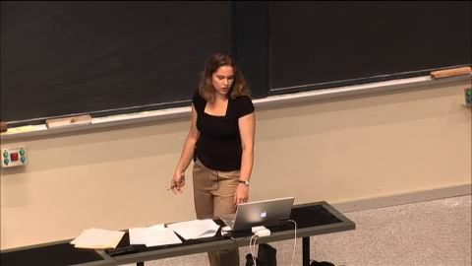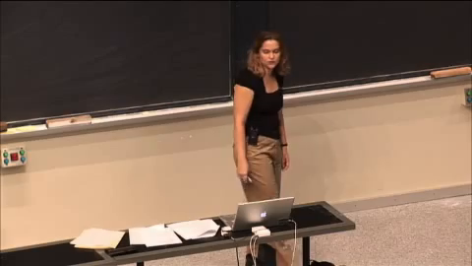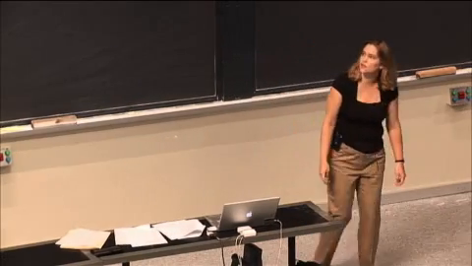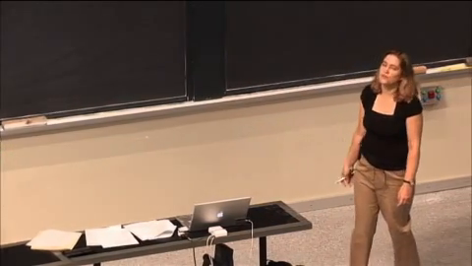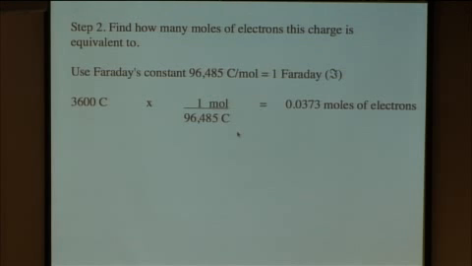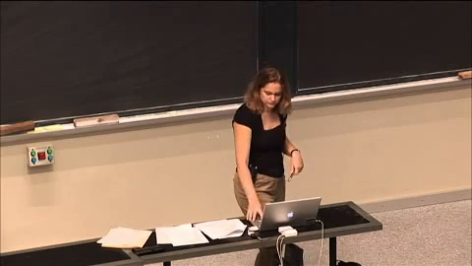Once we know that, we can convert using Faraday's constant from charge into moles of electrons that had to pass through the system to generate that kind of current. And here is our friend Faraday's constant, which is in coulombs per mole. So we can convert the number of coulombs into the number of moles of electrons that were passed through the system with that amount of current, 1 amp for 1 hour.